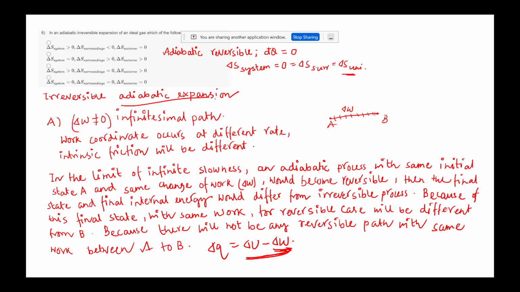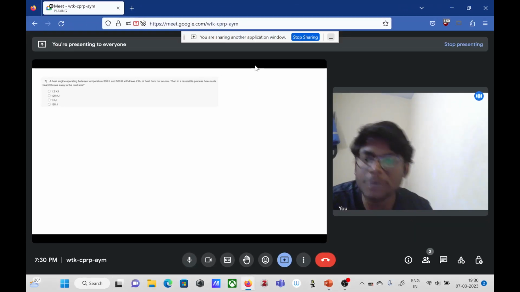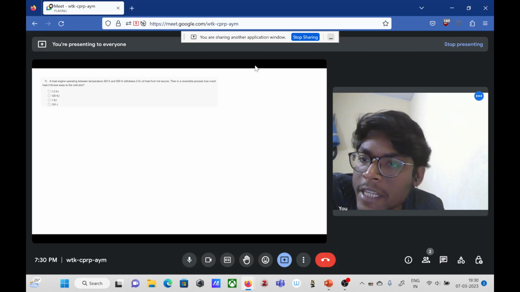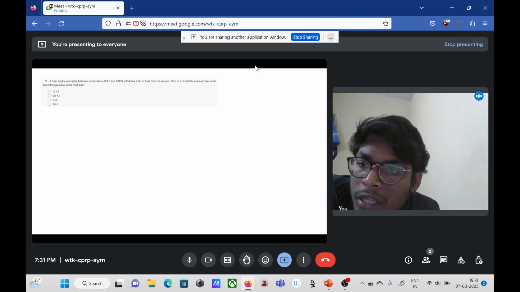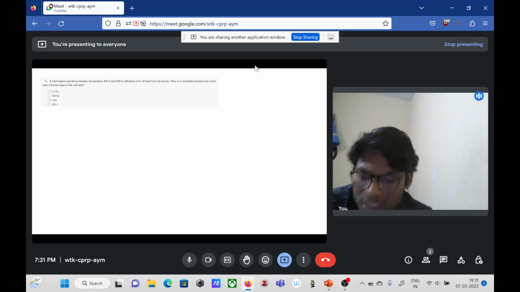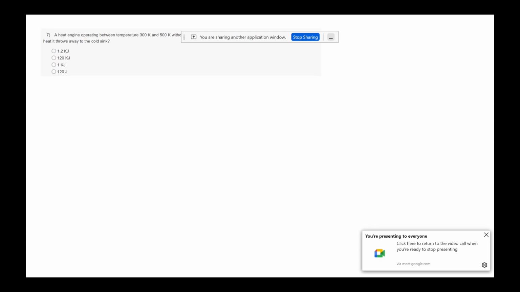Okay, let me go to the next problem. Now this problem says a heat engine operating between temperatures 300 Kelvin and 500 Kelvin withdraws 2 kilojoule of heat from the hot source. Then in a reversible process, how much heat does it throw away to the cold sink? This is quite a simple problem. You can do this problem very easily.